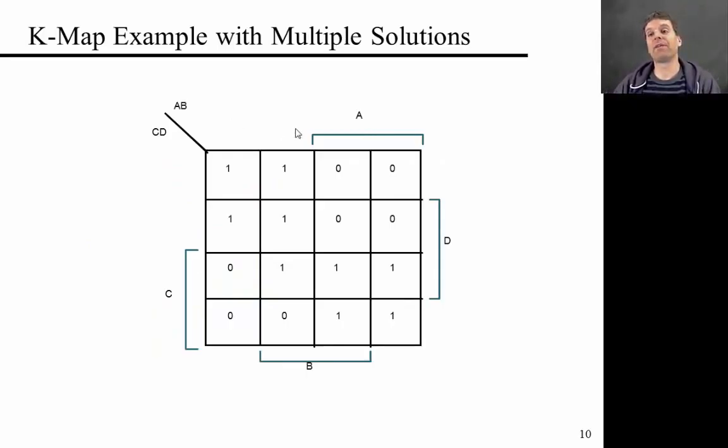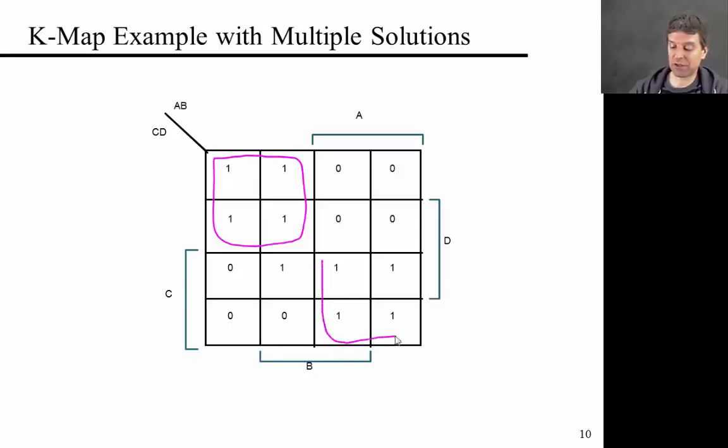Okay, so now there's another little wrinkle here, which is that sometimes you can have kmaps that have multiple equally good solutions. Equally good here means equally compact. So let's look at this particular kmap here. Again, you can draw a range of circles. Let me start with this one here. There's also a circle down here that seems potentially useful.